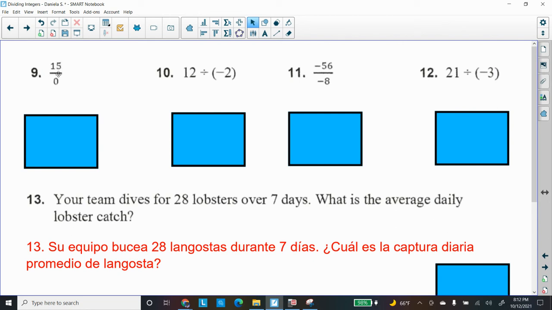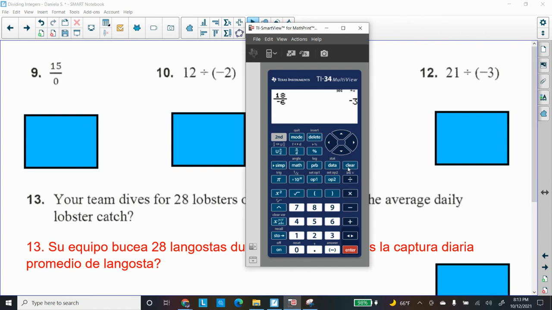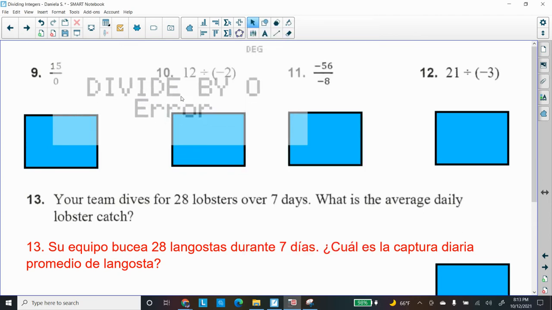This one's interesting. 15 over 0. So 15 divided by 0. That's interesting. I never divided by 0 before in my class. So let's see what happens when we do it. And I have it in math print, so that means my fraction button I'm going to use. And now I'm going to divide by 0, so that way it'll look just like the question. So 15 divided by 0, you'll be surprised what you get. Oh, you get an error message.